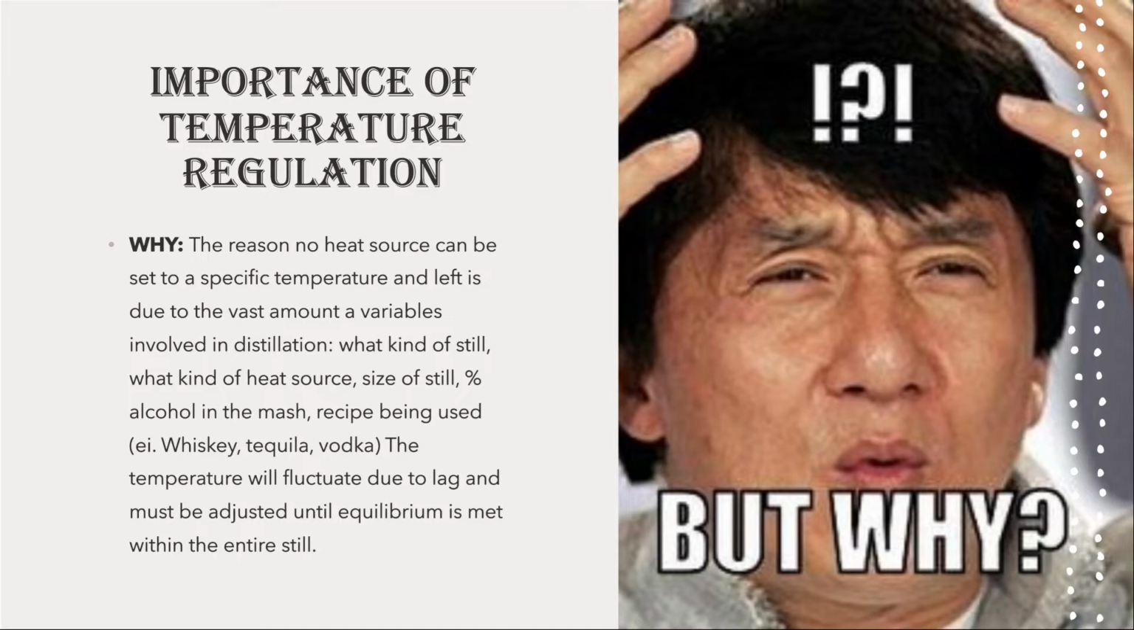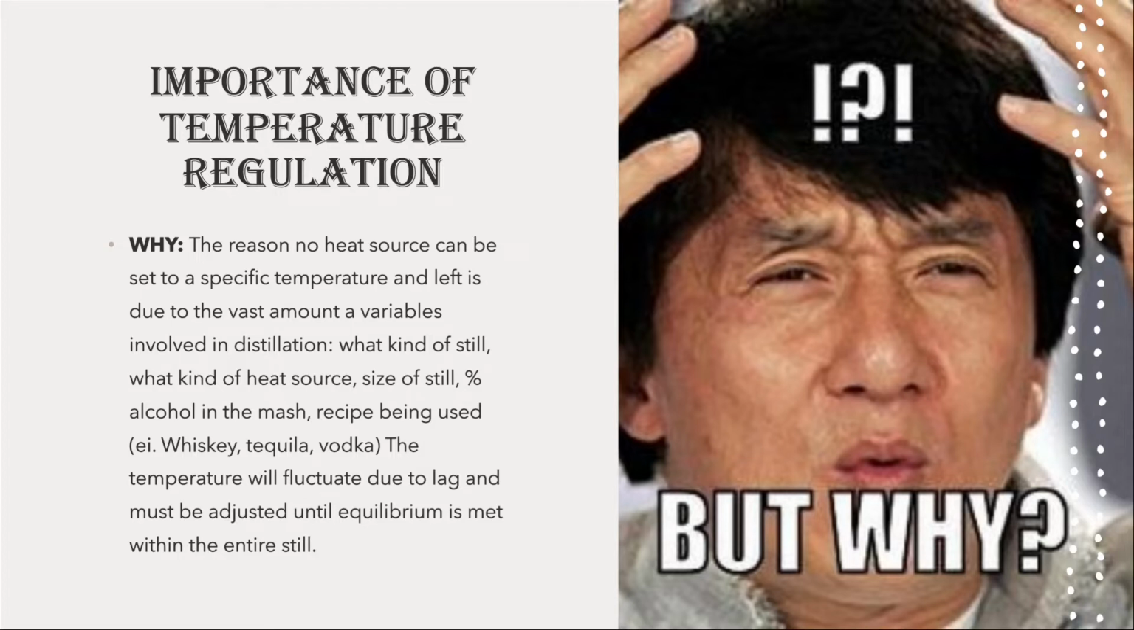Why is temperature regulation so important? The importance of temperature regulation using a PID and temperature sensors is to achieve the ideal steady state boiling temperature. Due to the many variables within the mash and still, it is very complicated to calculate. Therefore, adjustments must be made throughout the distillation process.